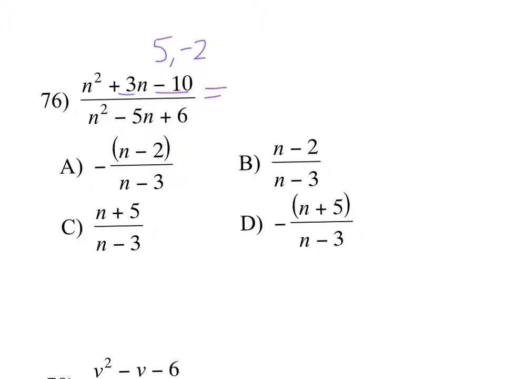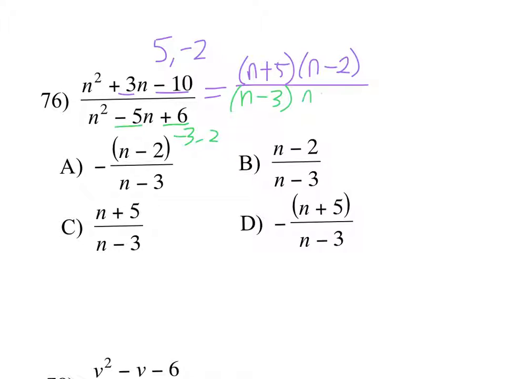And when we do that, we get n plus 5 times n minus 2 over, and then we look at the bottom. Same thing, multiplying to 6 and adding up to negative 5. That's going to be negative 3 and negative 2. n minus 3 and n minus 2. You might notice the n minus 2's reduce, and you're left with n plus 5 over n minus 3, which is answer choice C.